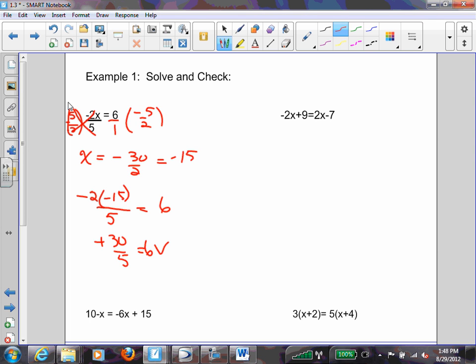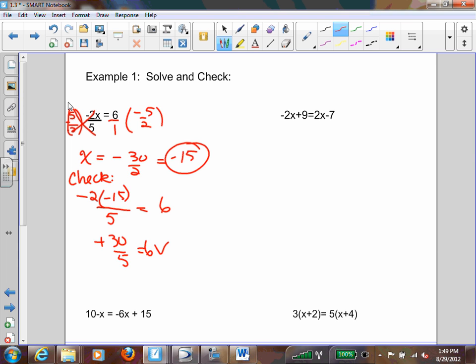I plugged in negative 15 for my x of my original equation. So negative 2 times negative 15 is positive 30. Divide that by the 5 gives me 6, which is what I'm supposed to have on the right side. Yep, negative 15 is my value for x. This is just my check right here.